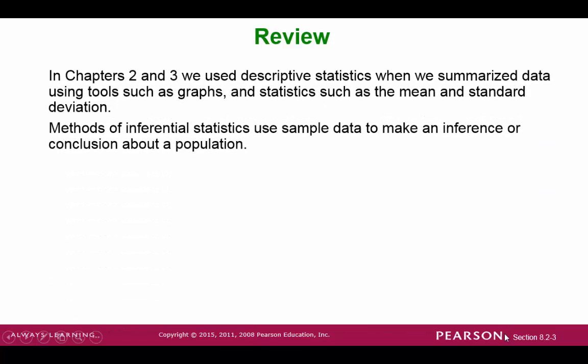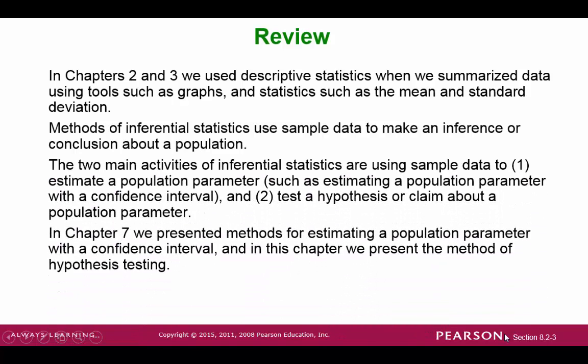In the first few chapters of the textbook, we discussed descriptive statistics. In chapters 4, 5, 6, we went over probability and probability distributions, and in chapter 7, we began our discussion of inferential statistics. So inferential statistics is the use of data to make inferences or conclusions about a population. Now we've already gone over one prong of inferential statistics, and that is the confidence interval. Now we will discuss hypothesis testing.